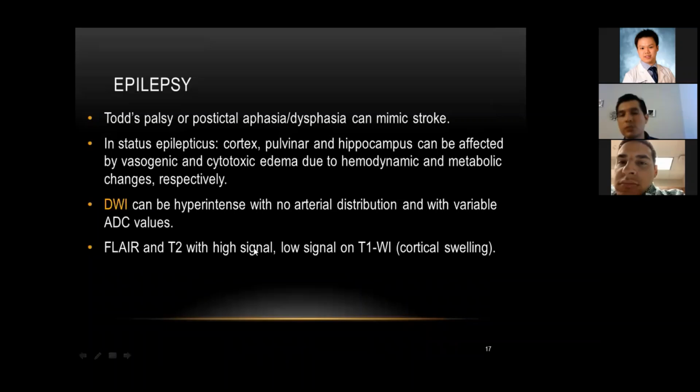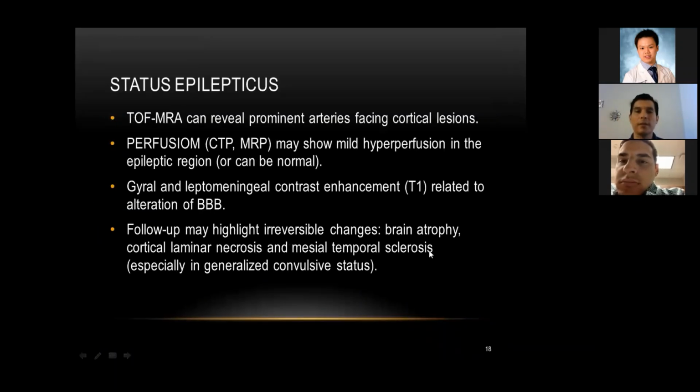FLAIR and T2 will be hyperintense because of cortical swelling only. There are phenomena in perfusion that you could see, like a mild hyperperfusion in the region, and there are alterations of the blood-brain barrier too, and this leads to contrast enhancement. So in follow-up, you can find brain atrophy or cortical laminar necrosis or mesial temporal sclerosis. So this could help.